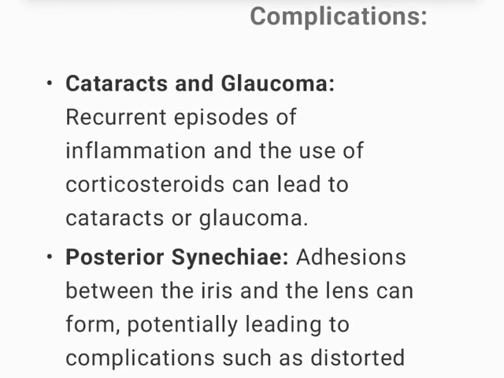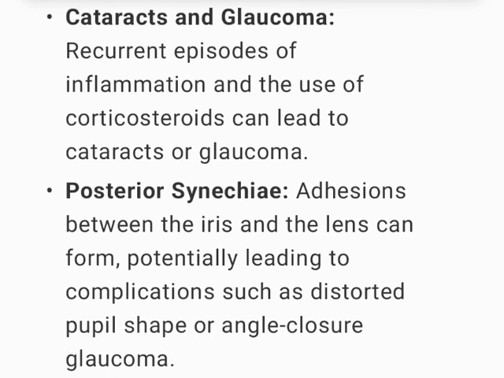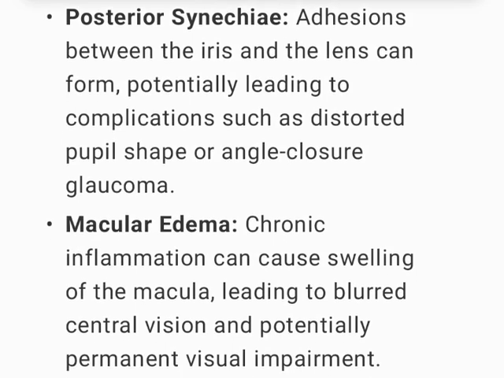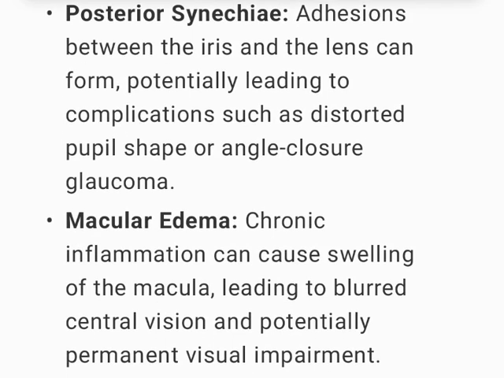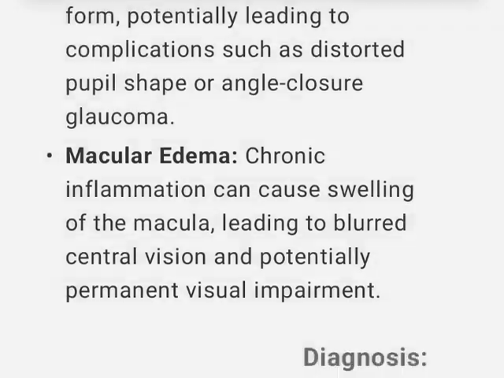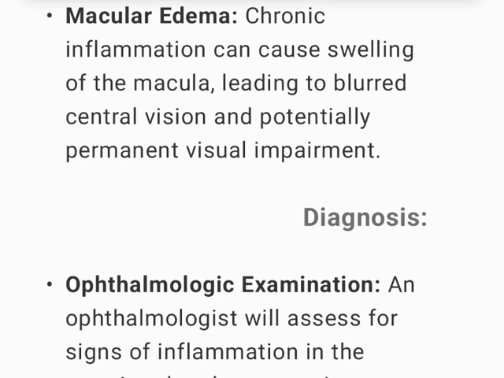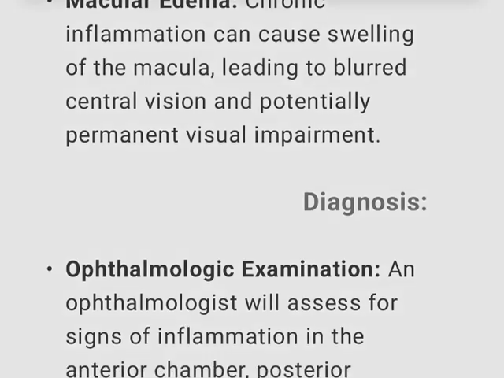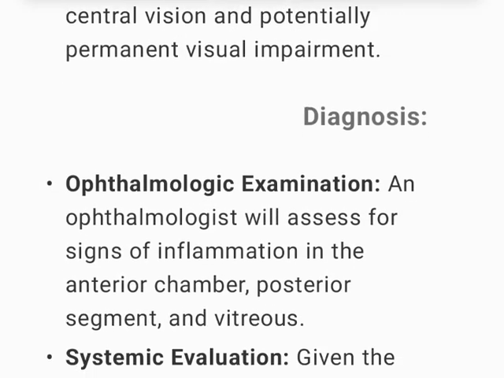Complications, cataracts and glaucoma. Recurrent episodes of inflammation and the use of corticosteroids can lead to cataracts or glaucoma. Posterior synechiae. Adhesions between the iris and the lens can form, potentially leading to complications such as distorted pupil shape or angle closure glaucoma. Macular edema. Chronic inflammation can cause swelling of the macula, leading to blurred central vision and potentially permanent visual impairment.